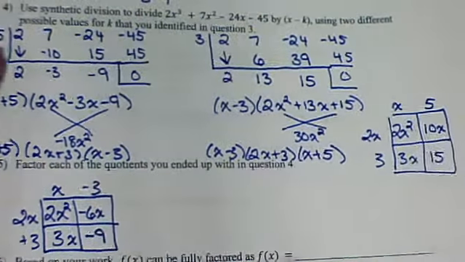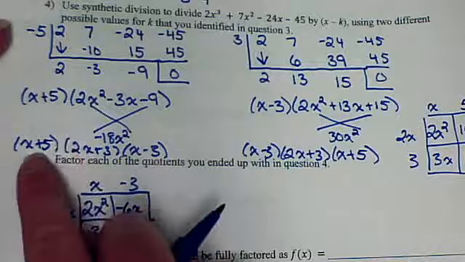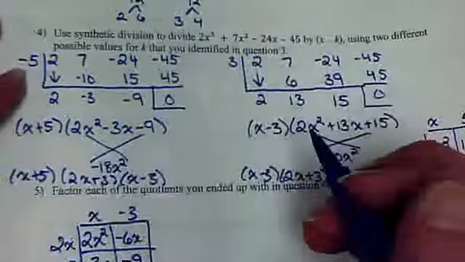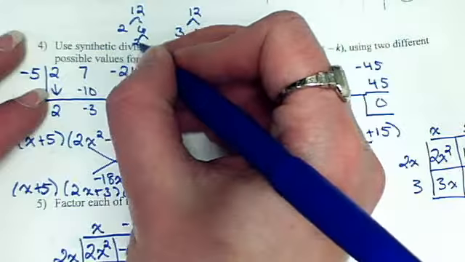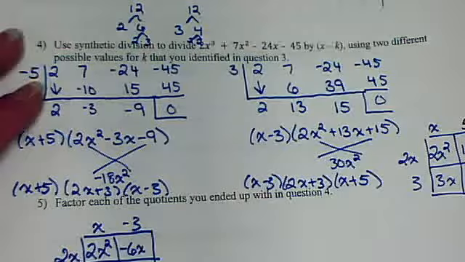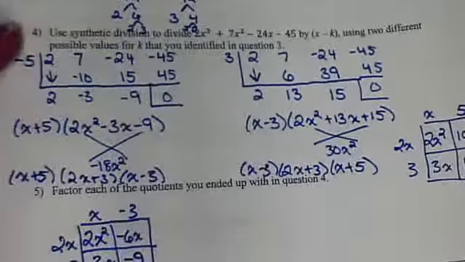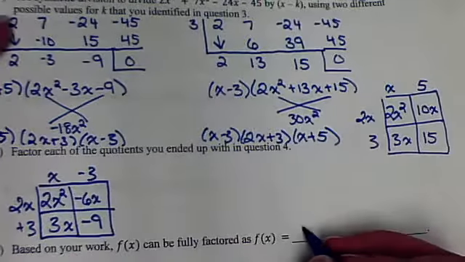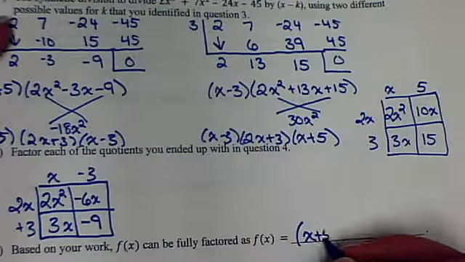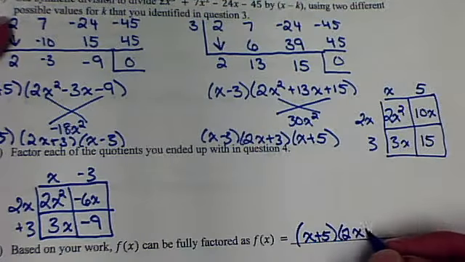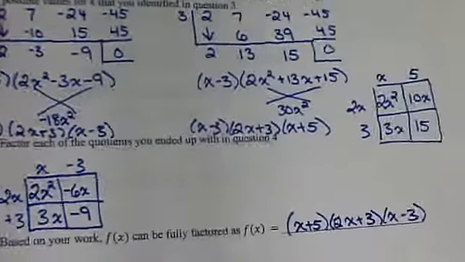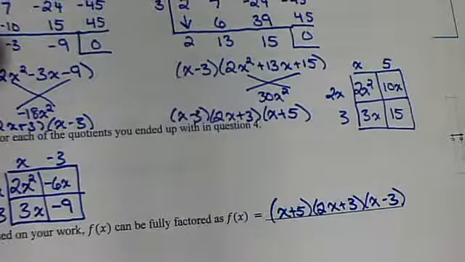Now let's compare. Do we still get all three of them? It's just in a different order. It's the same as doing a factor tree. We're still going to get all the same factors. They just may not be in the same order depending on which one we started with. So based on this, we can fully factor that polynomial to x plus 5, 2x plus 3, and x minus 3. In other words, I can find all of my roots very easily.